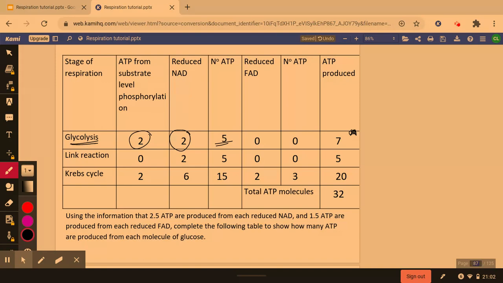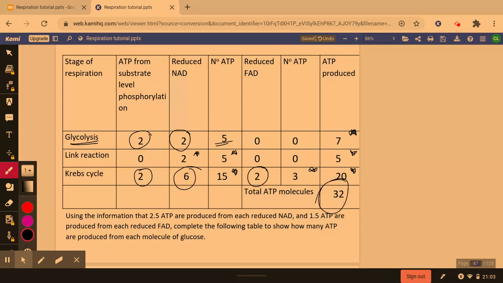In the link reaction, I have two reduced NADs, therefore I should get 5 ATPs produced in the oxidative phosphorylation process. And in my Krebs cycle, I already have 2 ATP from substrate level phosphorylation. I should get 6 reduced NADs, which should therefore generate 15 lots of ATP in oxidative phosphorylation. I also have 2 reduced FADs, which should therefore produce 3 lots of ATP during the oxidative phosphorylation process, giving me a total of 20 here.